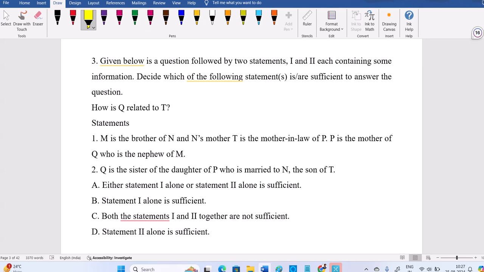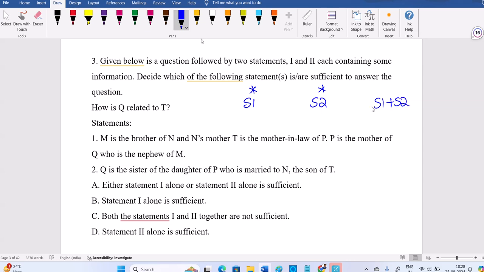Right now, if you focus on this question, they're asking related to blood relation: how is Q related to T? And in data sufficiency, always our approach should be that we have to try one alone, we have to try two alone. These two are mandatory steps. One alone, two alone you must and should do, then go for together.